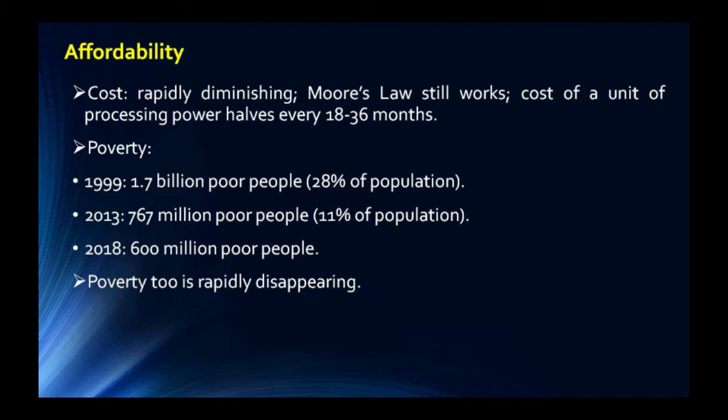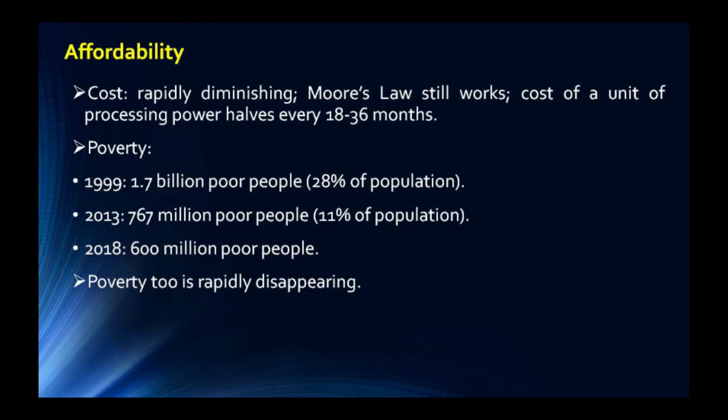It's also becoming less of a problem for another reason entirely, which is that global poverty is largely disappearing. In 1999, something like 20% of humanity was classed as poor. That was 1.7 billion people. By 2013, this is only 14 years later, that was down to just 11% of the population, 767 million people. And as of earlier this year, it's down to about 600 million.